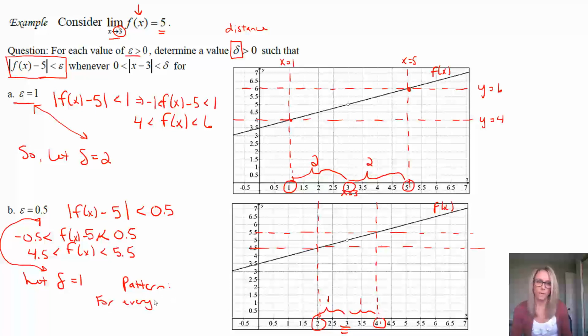For every epsilon that we can pick, you should notice we let delta equal, so notice 1 and 2, 0.5 and 1. Hopefully you see that our delta is just 2 times our epsilon in this case. And that would be true no matter what epsilon I pick. So if I picked epsilon being 0.25, what would delta be? 0.5. And again, this works because we have a linear function that has that constant slope.